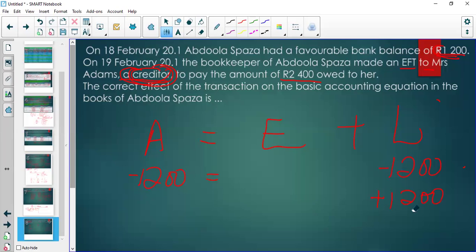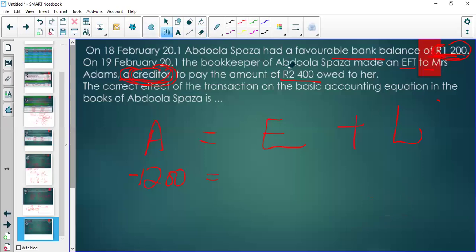Let me try to analyze this. So I have 1,200 here that was actually favorable, right? In the first case, we clear this liability, the first 1,200 that we owed this guy. No, I'm making a mistake here. My apologies. We didn't owe this guy 1,200. It's just that we had 1,200 in our account. So I want to apologize for that misinterpretation.